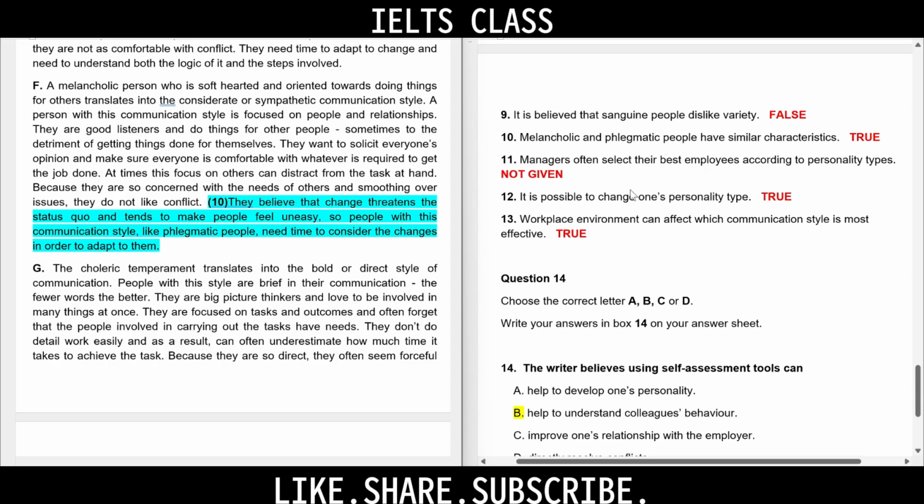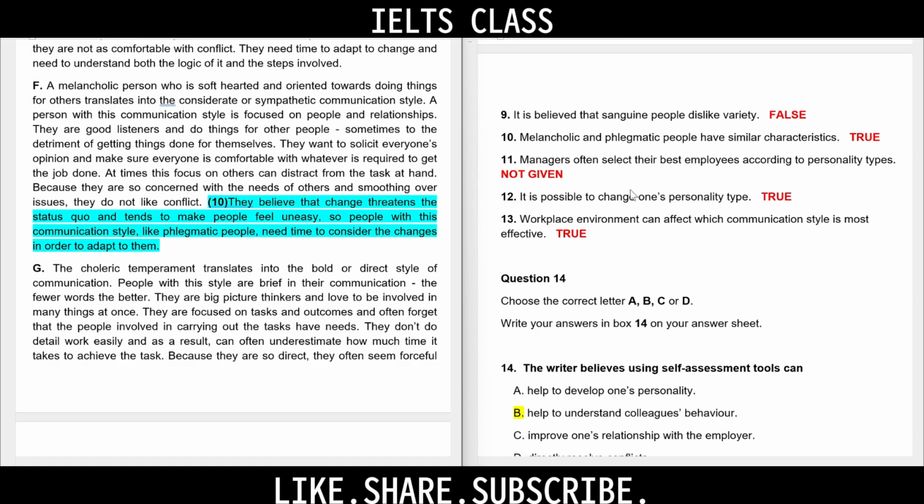Next is, managers often select their best employees according to personality types. So in the whole passage we have not read about anything like that, like managers they hire or select their best employees according to personality types. Instead we have read that a good team should have all personality types people in it.